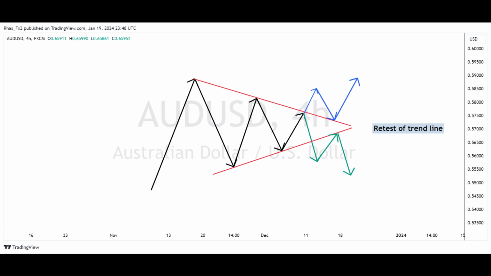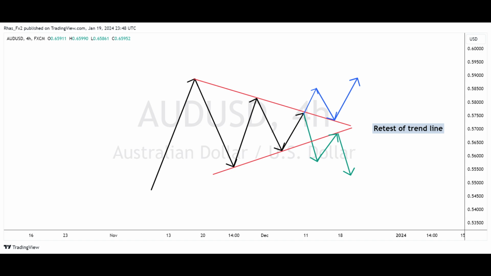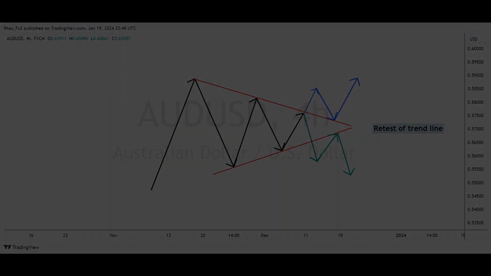Step 2. Wait for confirmation. To reduce false signals, look for confirmation of the breakout. This could involve waiting for a candlestick close above or below the trend line, or waiting for a certain percentage penetration of the trend line, but generally speaking, it's always best to wait on a retest of the broken trend line. A retest of the trend line is when price retraces to the broken trend line, then continues in the respective direction.